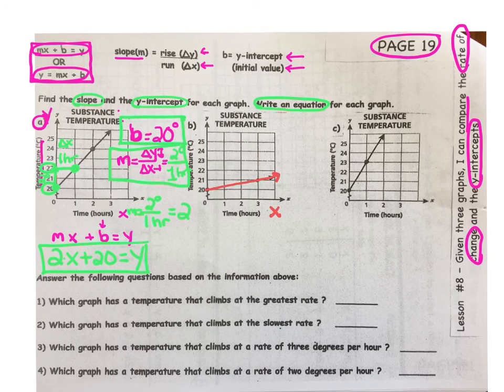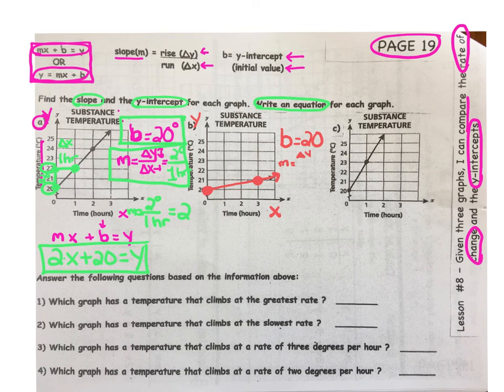Our x is still time in hours, and our y still is temperature. And even here, our initial start value, our y-intercept, b, equals still 20 degrees. But this substance does not warm up as quickly as substance A. Let's get the slope. We can see this is a good readable point, and I'm going to select that point. Pick 2 points on the line, and then let's get our slope.